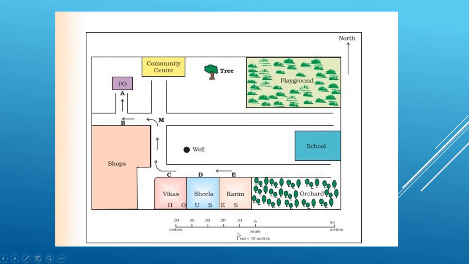Since 1 centimeter equals 10 meters, 5 centimeters will be equivalent to 50 meters. So the actual distance on the ground between the well and the tree will be equal to 50 meters.